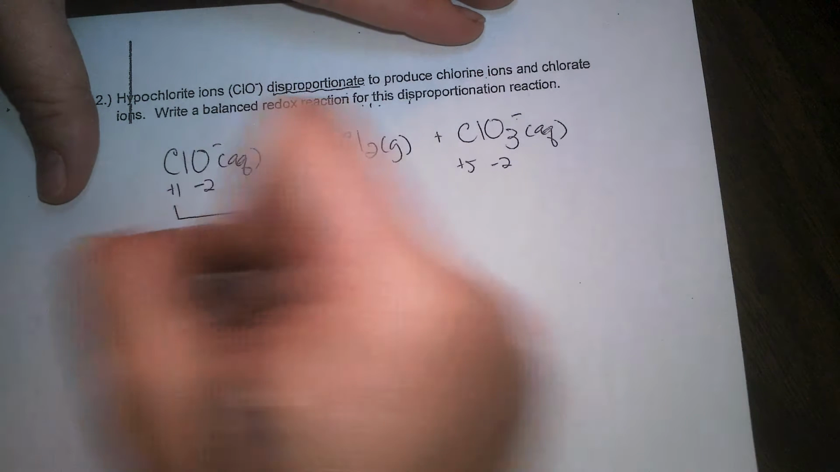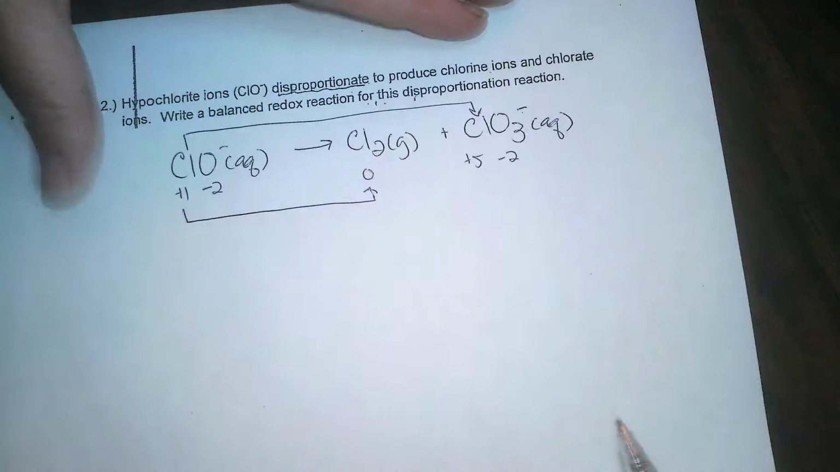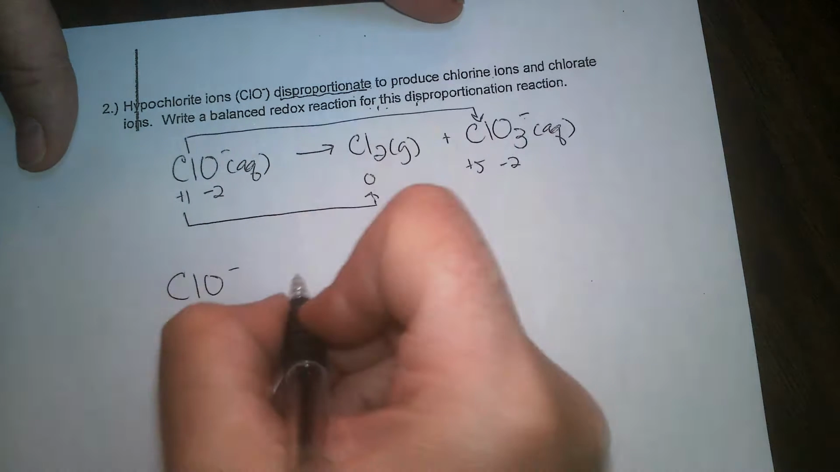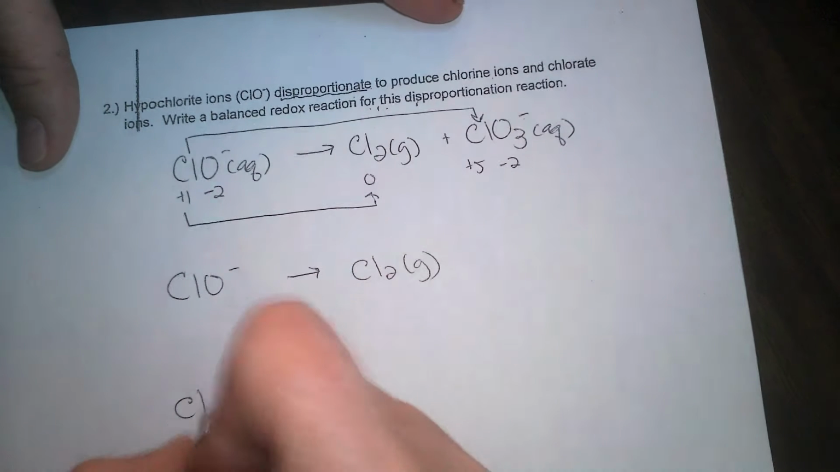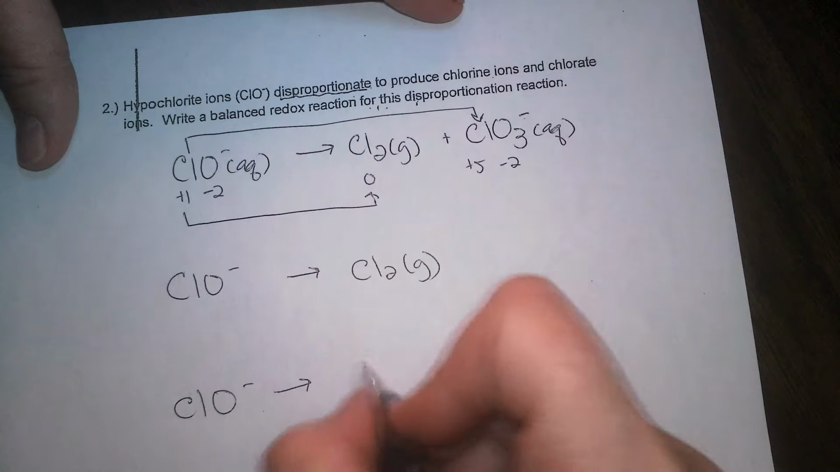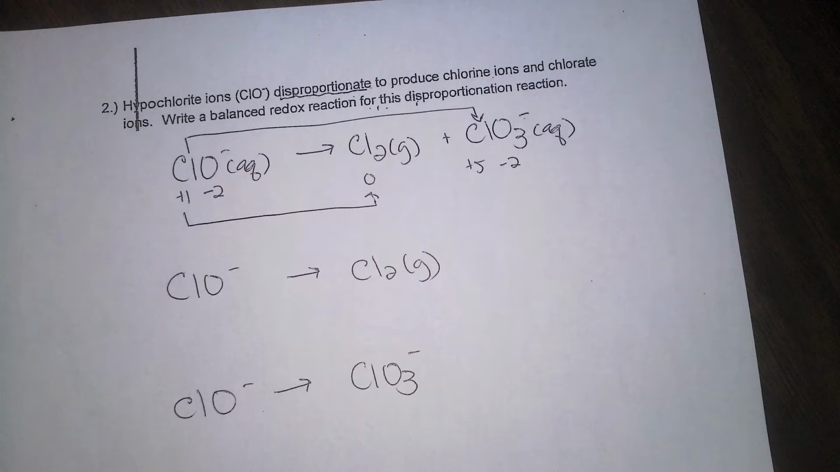Okay, so we go from 1 to 0 here, and we go from 1 to 5 here. So ClO negative goes to Cl2 gas, and ClO negative goes to ClO3 negative. How are we going to do this? Does it tell us that it was in an acidic reaction? Does it tell us that it was in a basic reaction? So we're going to actually use the oxidation numbers.